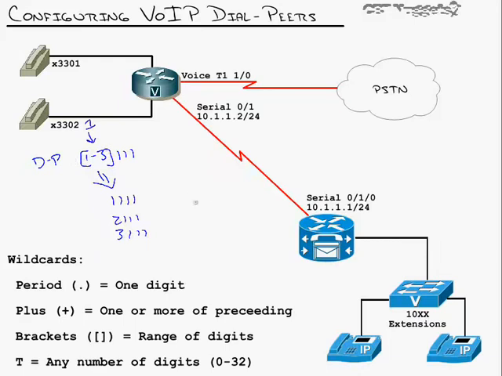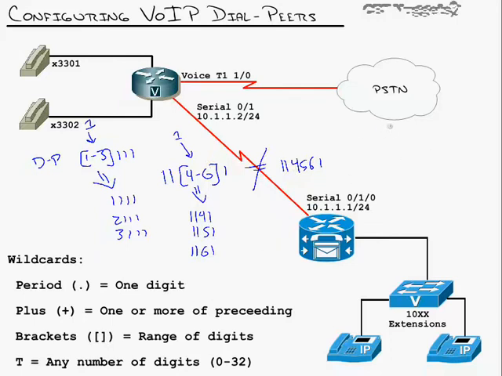So, if I created a destination pattern of, we'll say, 1 1 bracket 4 through 6 bracket 1, this would actually match 1 1 4 1, 1 1 5 1, or 1 1 6 1. Now, just to make sure, the reason I emphasize this just represents one digit is this does not match 1 1 4 5 6 1, right? Because this is just one digit. So it matches these three. It does not match this one, right? Got that?